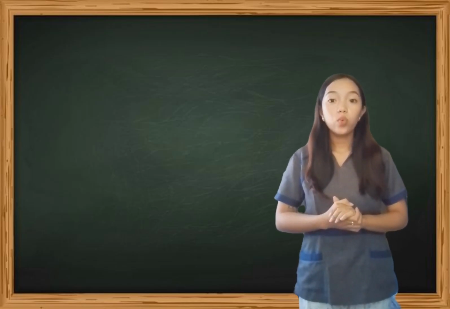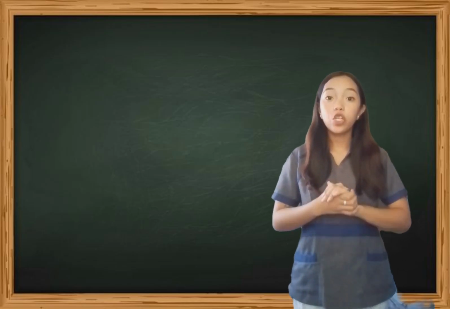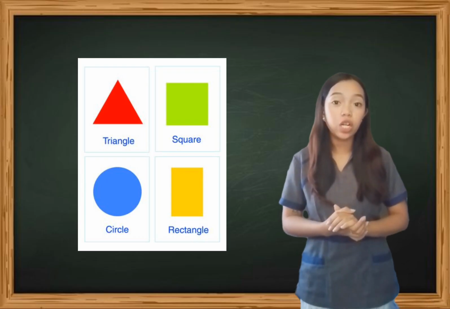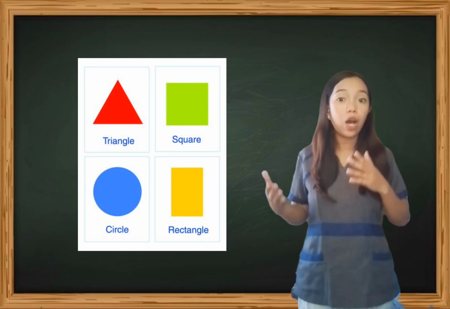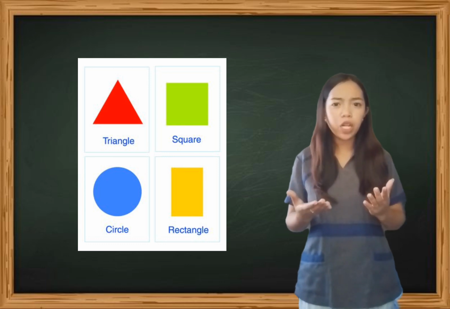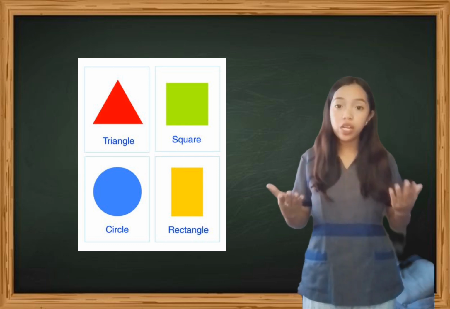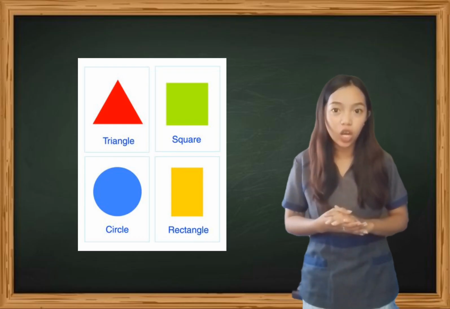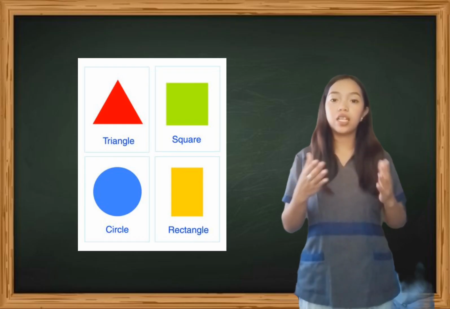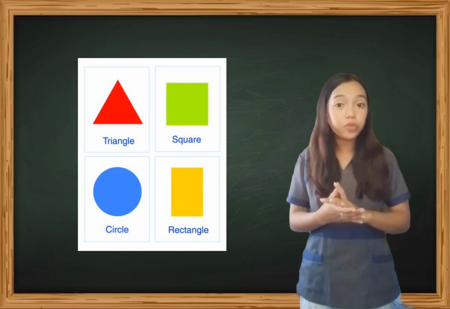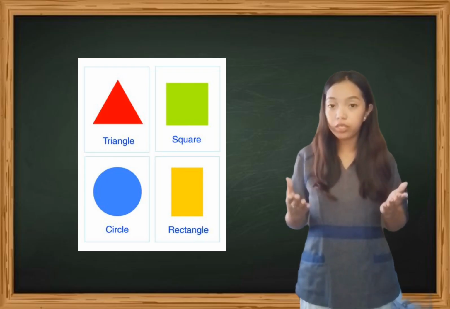Now, we'll proceed to shapes. Shapes are two-dimensional areas that have boundaries. Some familiar shapes are circles, squares, triangles, and rectangles. An artist can combine the different shapes to create objects and pictures.